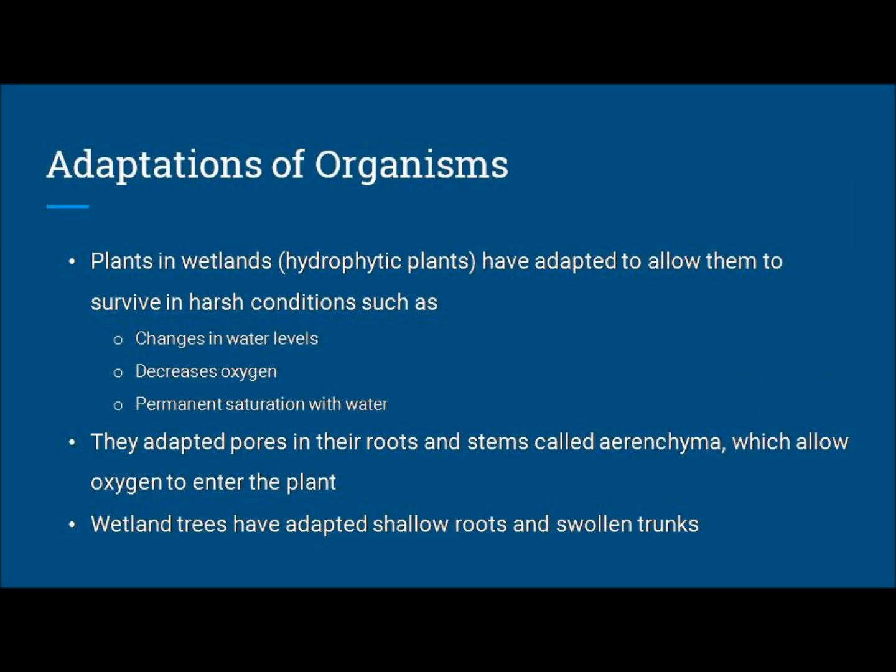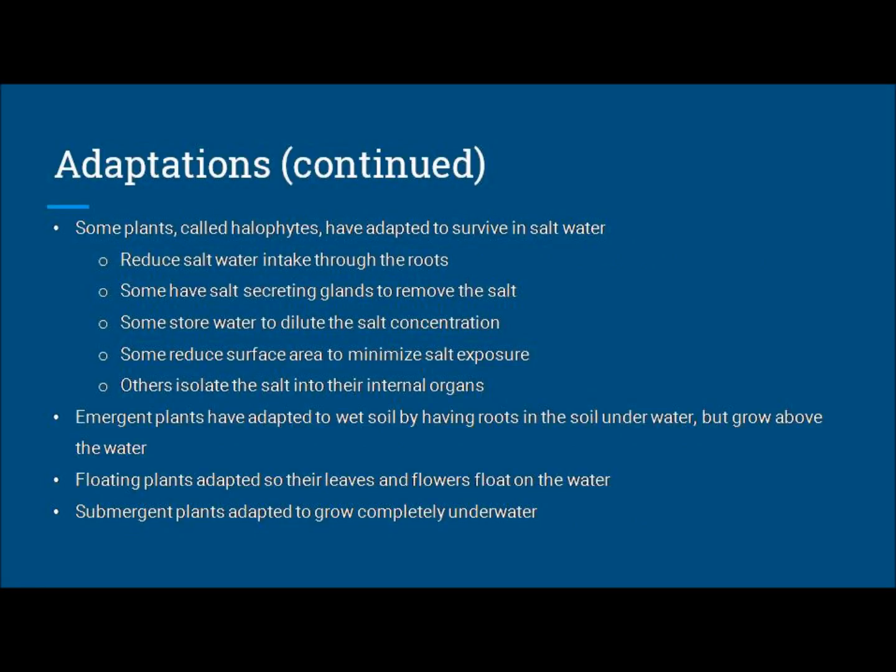Wetland plants live in water, so they are called hydrophytic plants. This includes any plant that has adapted to survive in wetlands. Some plants have hollow stems that deliver oxygen to their roots. Wetland trees have shallow roots, swollen trunks, or roots that grow above ground. Many plants have adapted special pores called parenchyma that allow oxygen to enter the plant and be transported to its roots. Plants that are able to tolerate salt water are called halophytes.